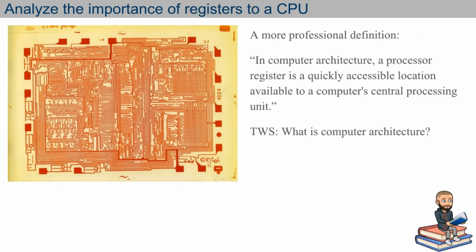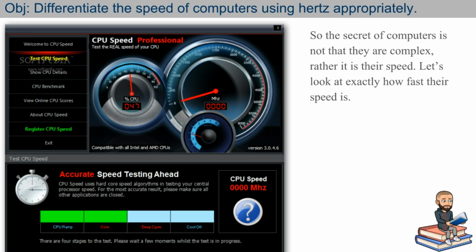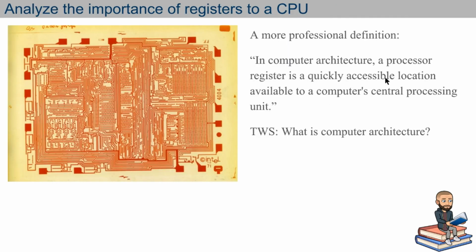In computer architecture, a processor register is a quickly accessible location available to a computer's central processing unit. In another lesson I have coming up for you, I'm going to have you differentiate the speed of computers using Hertz appropriately. And in this lesson, I'm going to try to make the big point that the secret of computers is not that they are complex, but rather they are very fast. So to go back to this definition, a register is a quickly accessible location. That is the key to why registers are important.